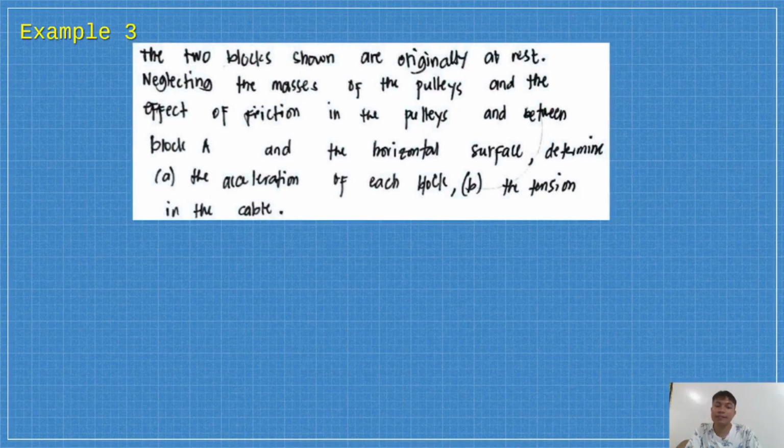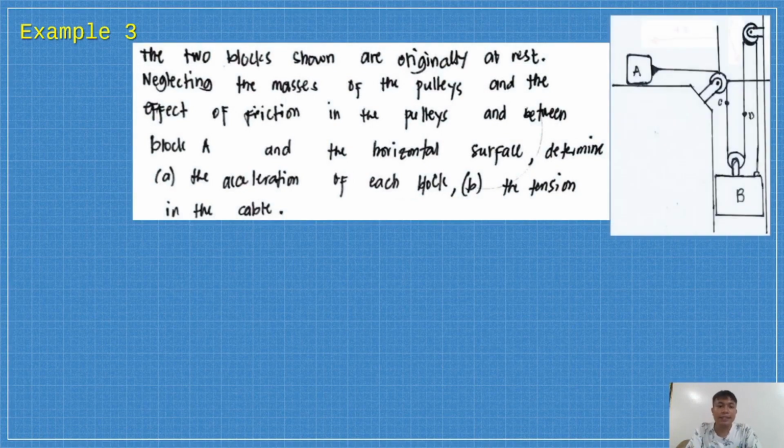Now, to understand it more, let us have our example. The two blocks shown are originally at rest. Neglecting the masses of the pulleys and the effect of friction between block A and the horizontal surface, determine first the acceleration of each block, and second the tension of the cable.